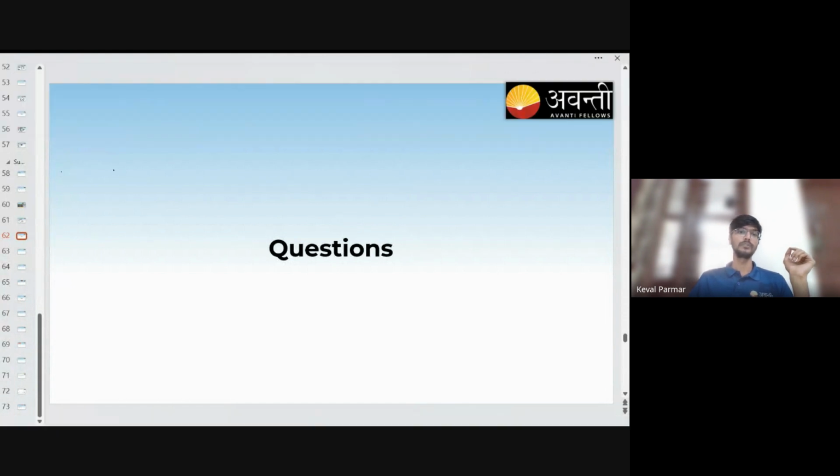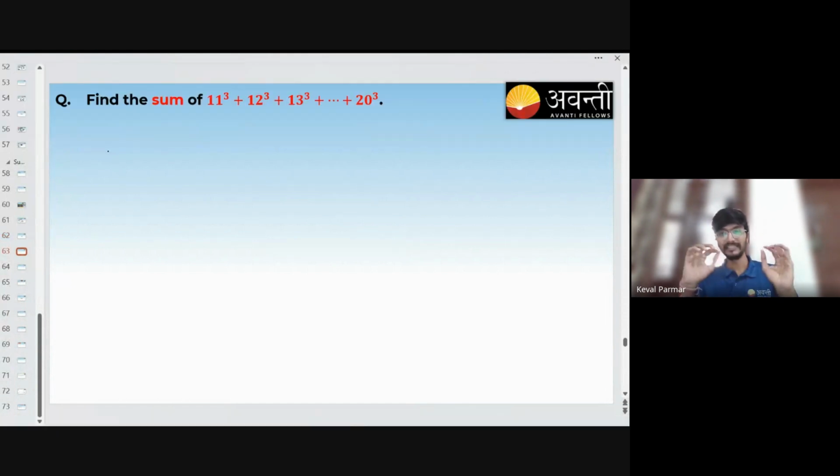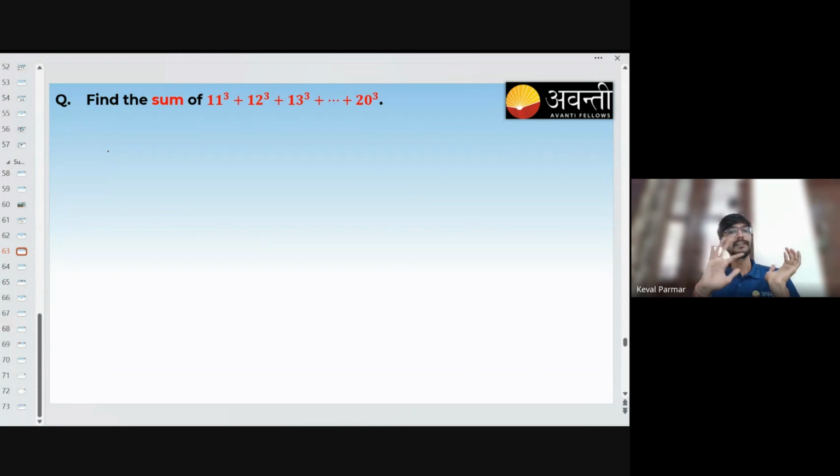So the first question is this. Now, as you can see, it is not a simple question, of course, because it is a JEE previous year question. We have to find the sum. Now, we have to do this by using summation. As you can see, all the numbers are cubes. In such cases, we have to find the first n numbers. But here we have been given 11. So what I'll do is, I'll add 1 cube plus 2 cube up to 10 cube.